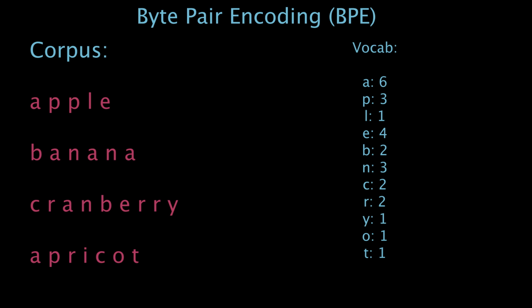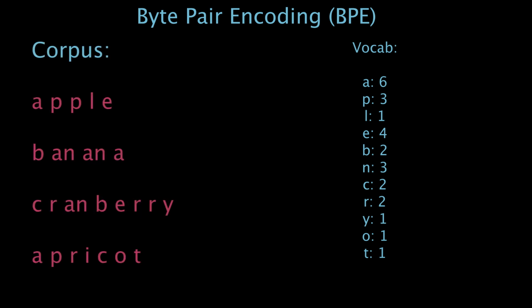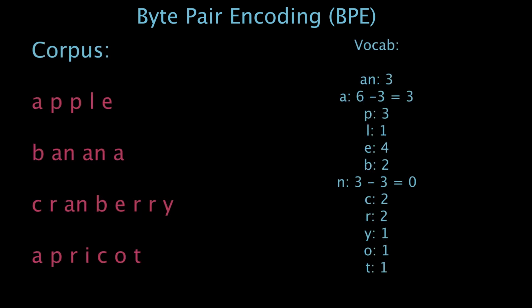On iteration 1, we look through our corpus and see that AN occurs 3 times and is the most frequently occurring pair, so we merge them. And our vocab is updated. Now, on iteration 2, we observe that AP occurs twice and is now the most frequently occurring pair, so they get merged. And our new vocab will be.